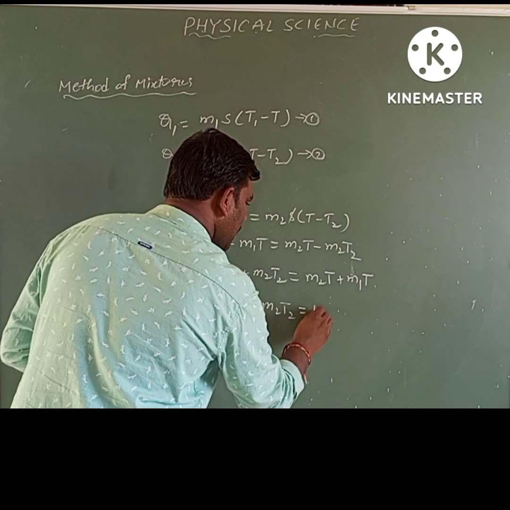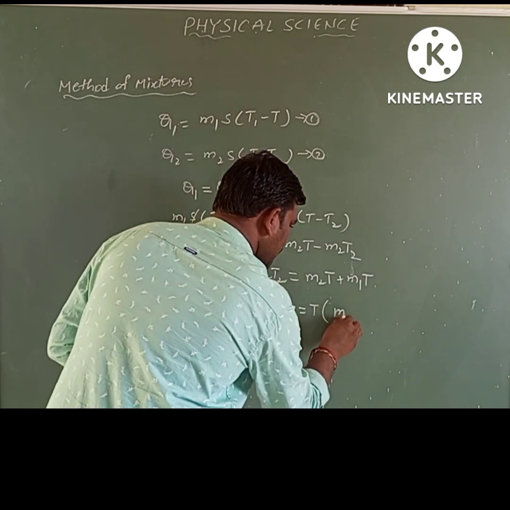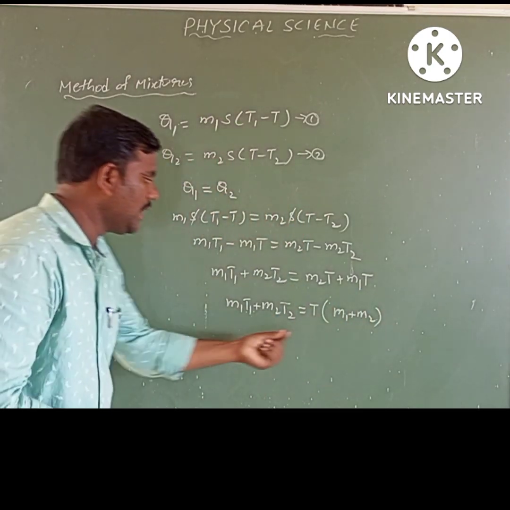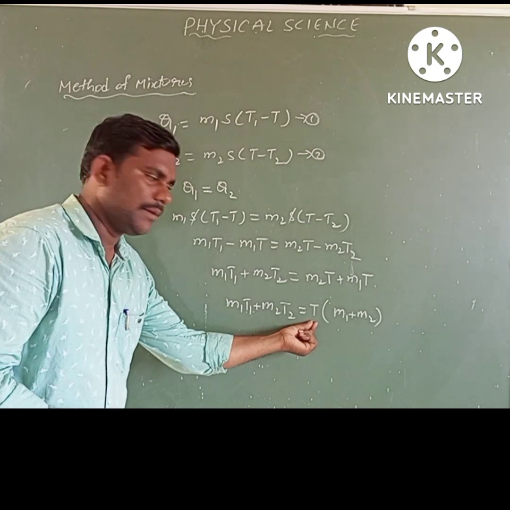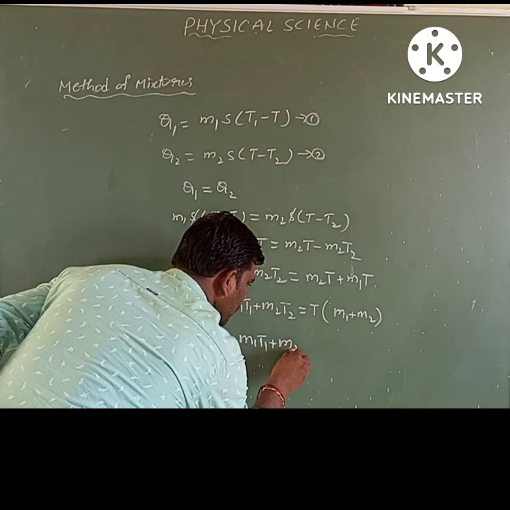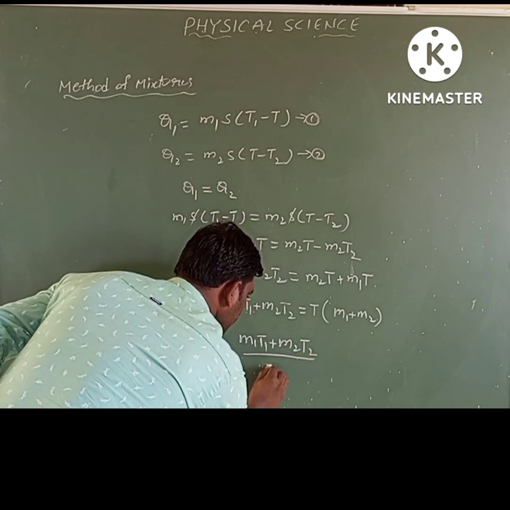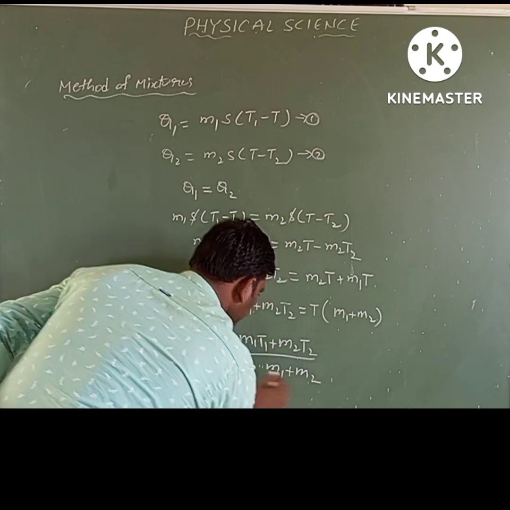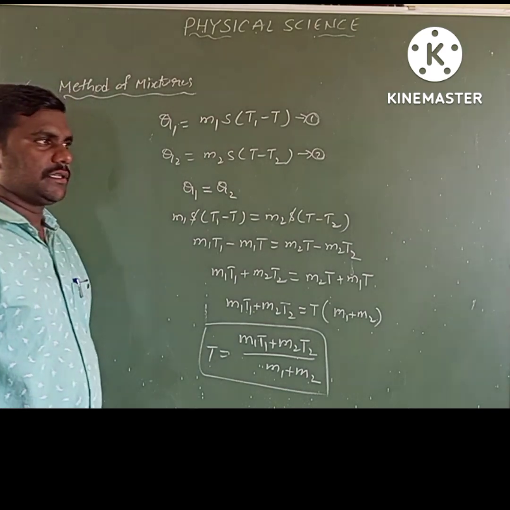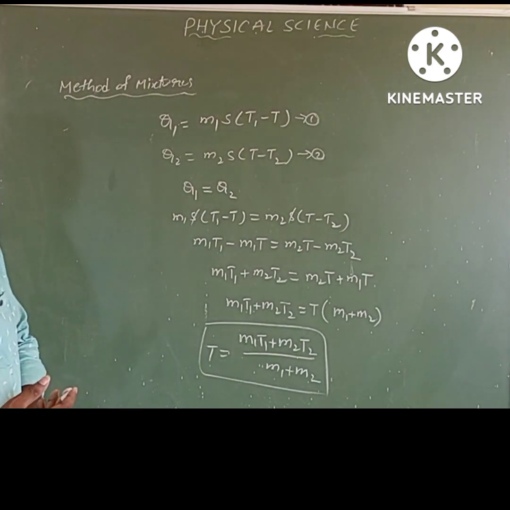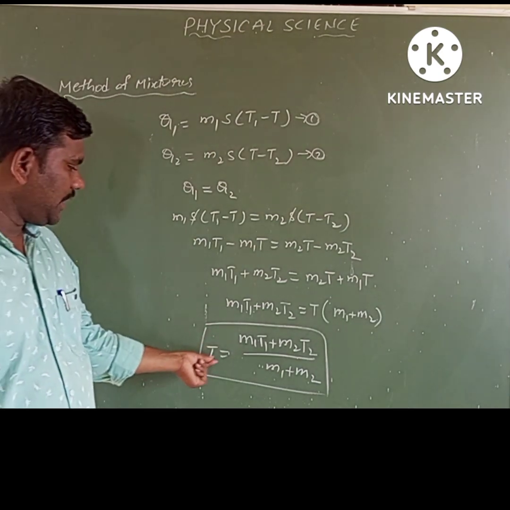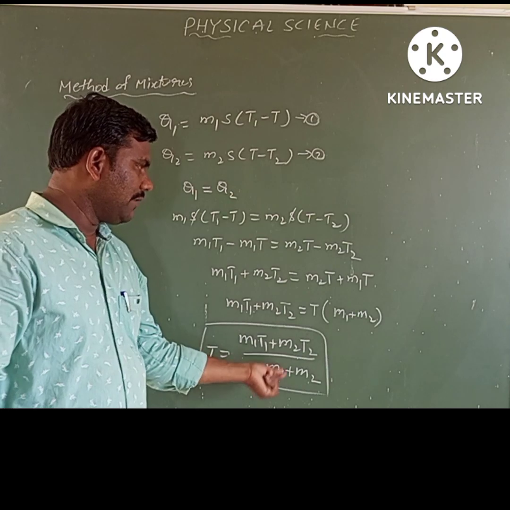So here we can take the common term, that is T. Then we can write T into M1 plus M2. Then we can find out the method of mixture. Final temperature T is equal to M1 T1 plus M2 T2 by M1 plus M2. So that is the final temperature. Suppose we can take two different objects. So the final temperature of two bodies is T equal to M1 T1 plus M2 T2 by M1 plus M2.